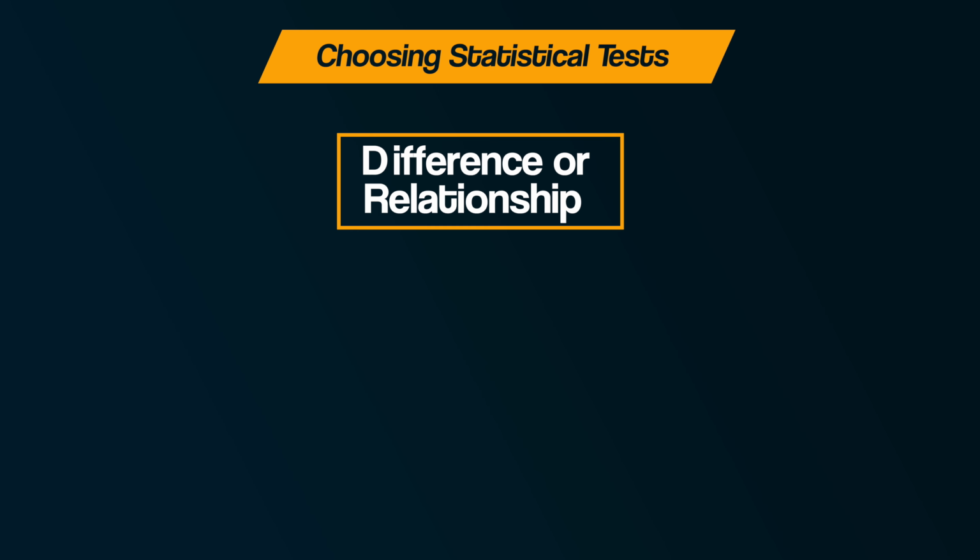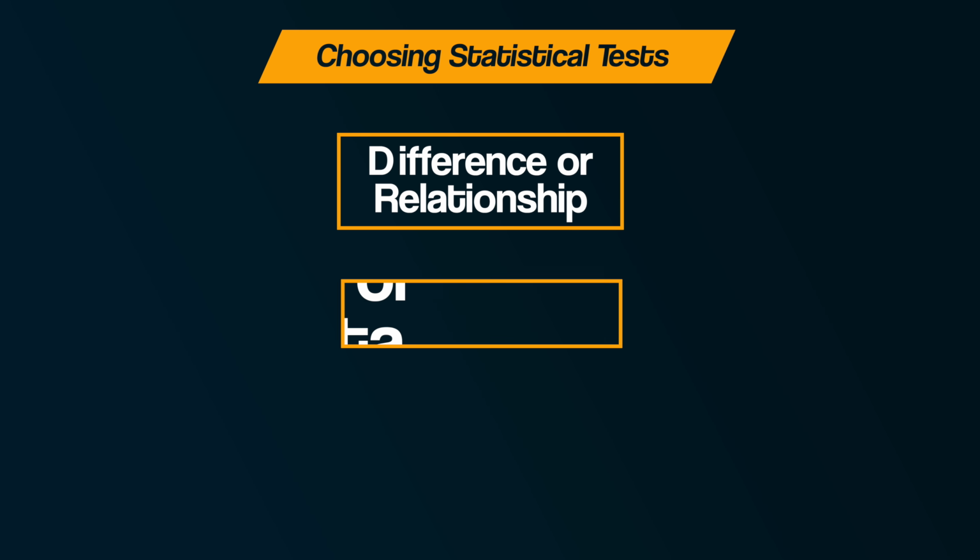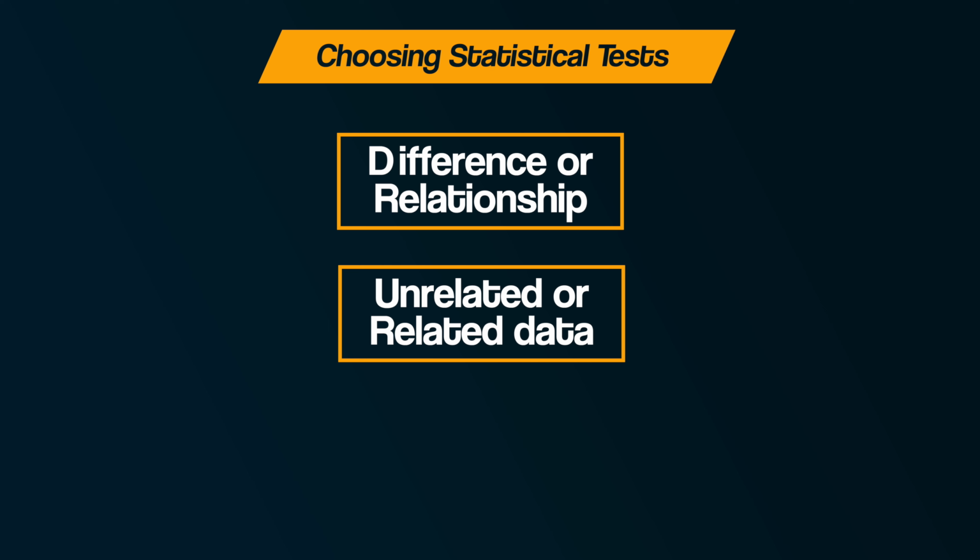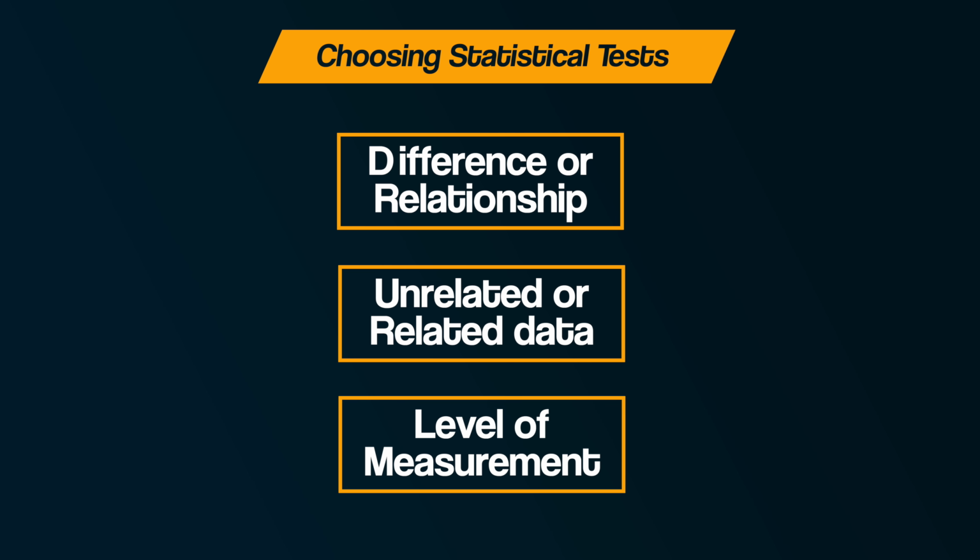Question 15 is about statistical tests. For statistical tests, you need to know the 3 reasons that affect the choice of each statistical test, and they are: 1, is it a difference or relationship? 2, is it unrelated or related data? And number 3, the level of measurement. Now, as with all research methods questions, the question requires you to apply your knowledge to the study described.